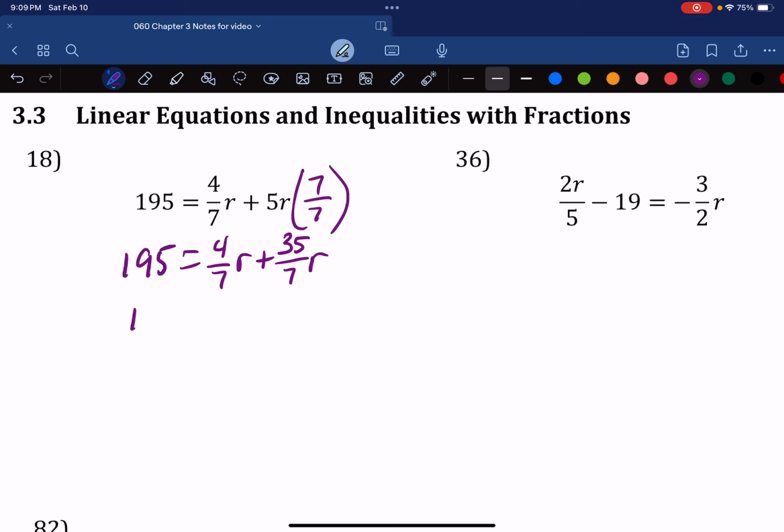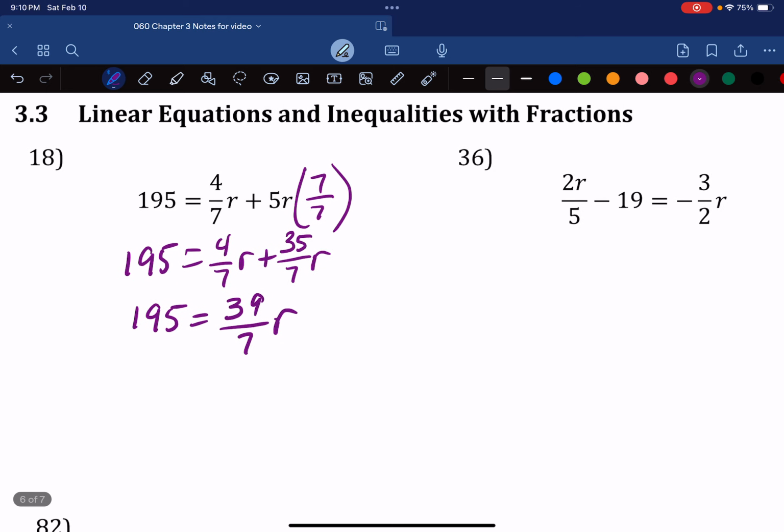Now that they have common denominators, I can successfully add my coefficients, simplifying the right side of my equation. Now that both sides of the equation have been simplified, I can move on to the next step, which actually is step 3 because I don't have anything to add or subtract to either side. So step 3 is to isolate our variable, which we will do by multiplying or dividing.